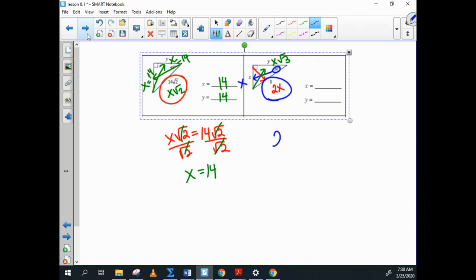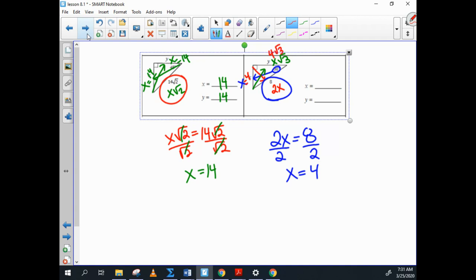So I know the 2x side. I know that 2x is equal to 8. Easily I can solve for x. It's just multiplied by 2, so I'm going to divide by 2, and x is equal to 4. Now we could just take that 4 and plug it back in for x. So this side right here is x, this side is 4. This side up here is 4 square roots of 3. Okay, and then I go back.